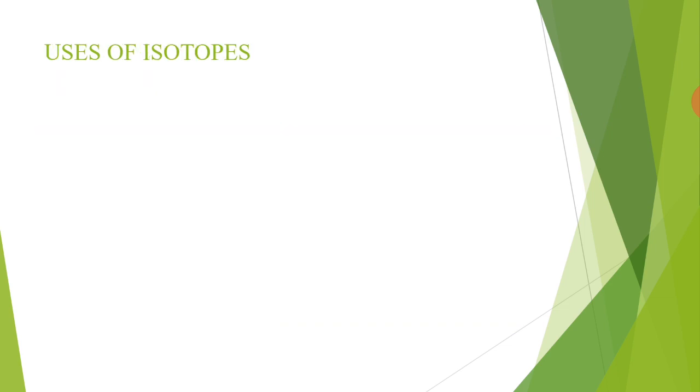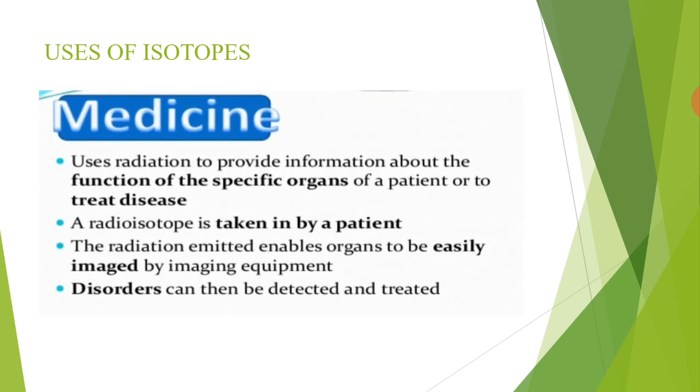Now we discuss the uses of isotopes. Stable and radioactive isotopes have many applications in science and medicine. Some of these are as follows. Iodine 123 is used to image the brain. For this purpose, a radioisotope is taken in by a patient. The radiation emitted enables the organ to be easily imaged by imaging equipment. Disorder can then be detected and treated.